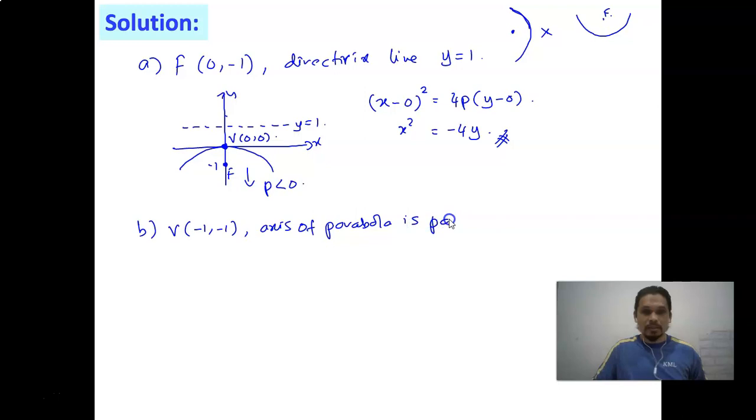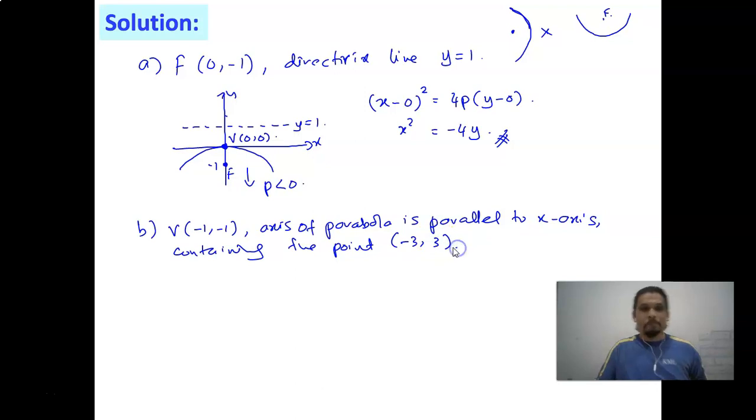Okay, and then the next question, part B. The vertex is (-1, -1), the axis of the parabola is parallel to the x-axis, containing the point (-3, 3). Okay, so this is the information given for example B. Now, the vertex is (-1, -1).